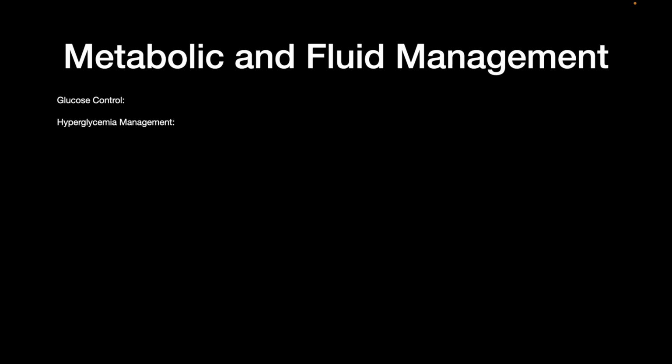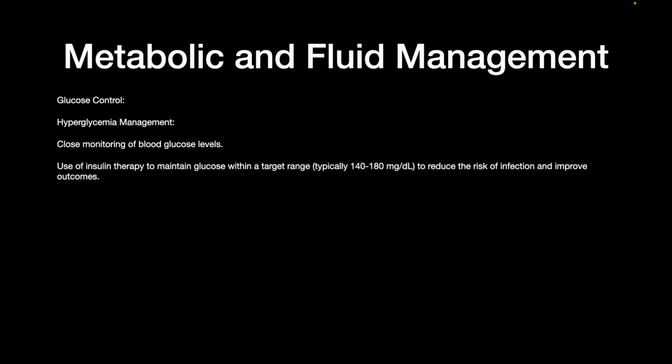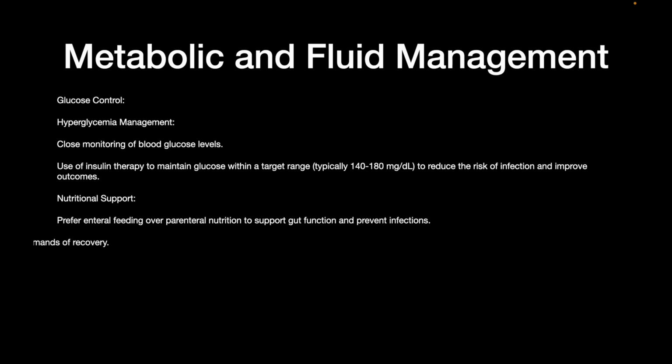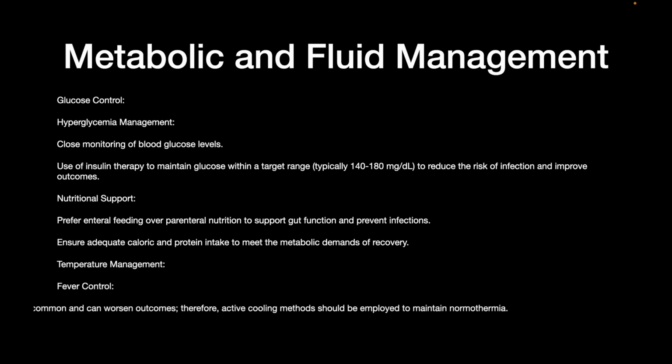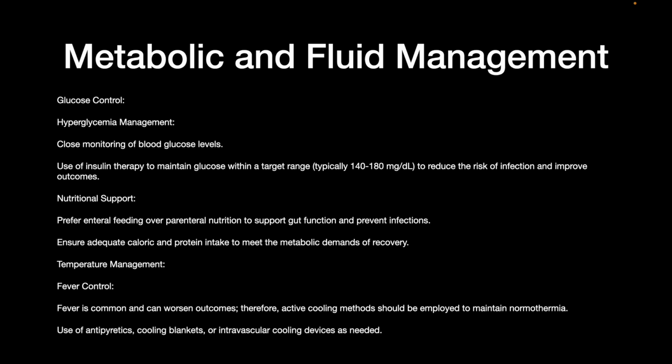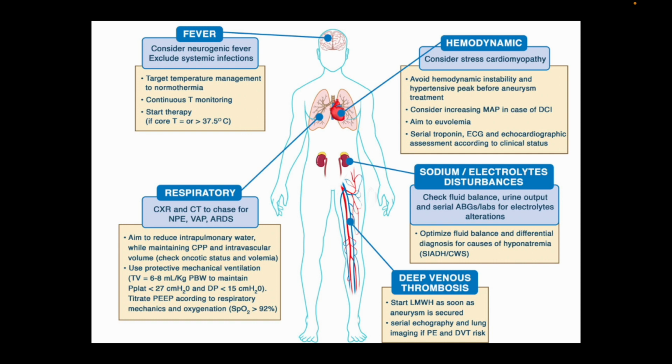The next is glucose control, which is vital. Hyperglycemia prevention is important to prevent secondary damage. The goal is 140 to 180 sugar. For nutritional support, prefer the enteral route over parenteral, and ensure adequate calories and protein. Temperature: avoid fever, reduce it and keep normothermia. You can use antipyretics, cooling blankets, and other methods. So these are the other complications that we have discussed here. Manage the fever, keep the hemodynamics okay, respiratory management, electrolyte management, and finally DVT prophylaxis. Start DVT prophylaxis as soon as the aneurysm is secured.